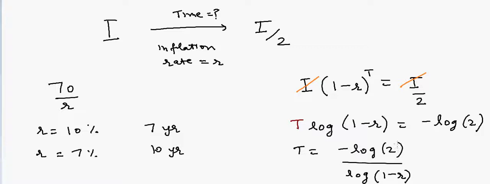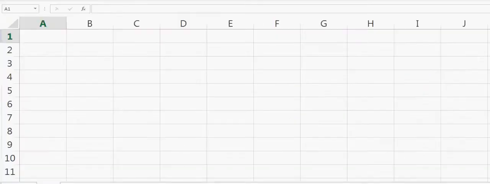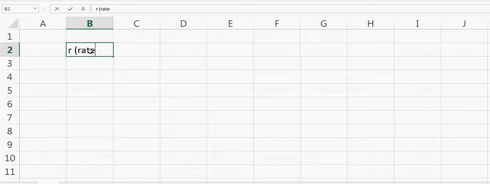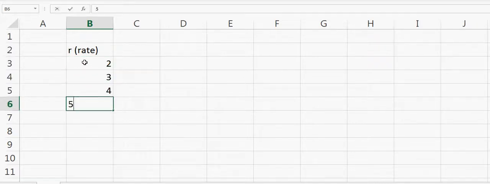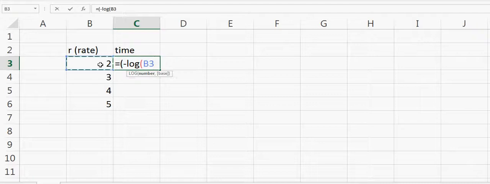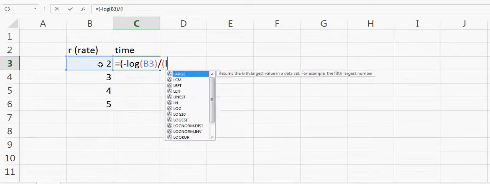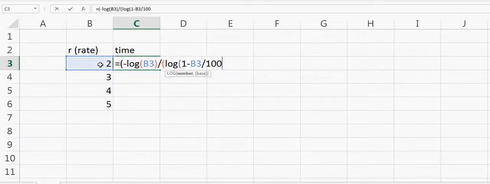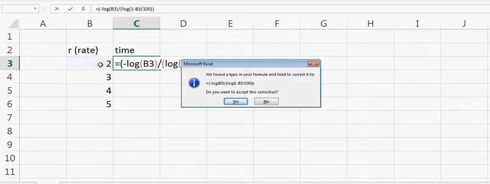So instead of doing this complicated calculation, we can use this trick. But let's do this complicated calculation in Excel and see how this trick was made. Let's go to Excel, and suppose we have a rate, which is not the interest rate, it's an inflation rate, so that's equal to 2, 3, 4, 5, and we have different inflation rates, and this is our time. So the time for your money to become half will be equal to minus log of rate divided by log of 1 minus R. I'm dividing it by 100 because it's in percentage, and that's your time.